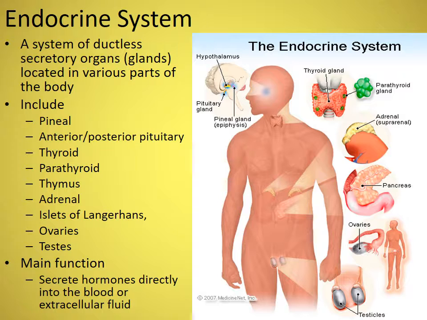Taking a look here, we see that there are a variety of different glands that are found in the endocrine system. Take a look at each of them. You will have to label all the glands that are found in the endocrine system on one of your assignments, so please take a look at this page when doing that. But the main function of the endocrine system is to secrete hormones. These hormones will travel the bloodstream and affect other organs, tissues, or cells.